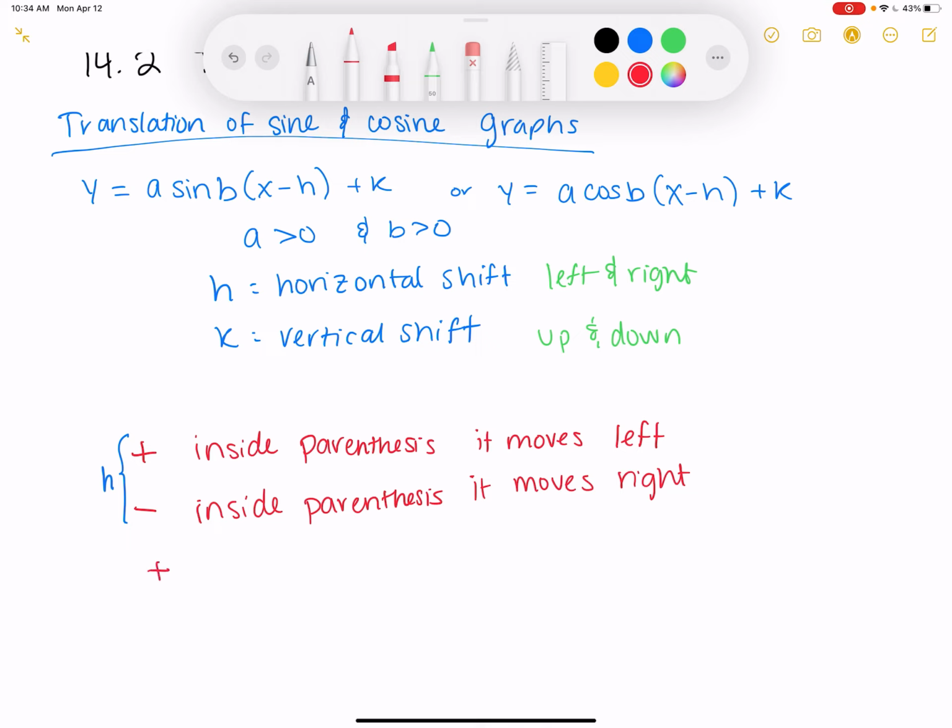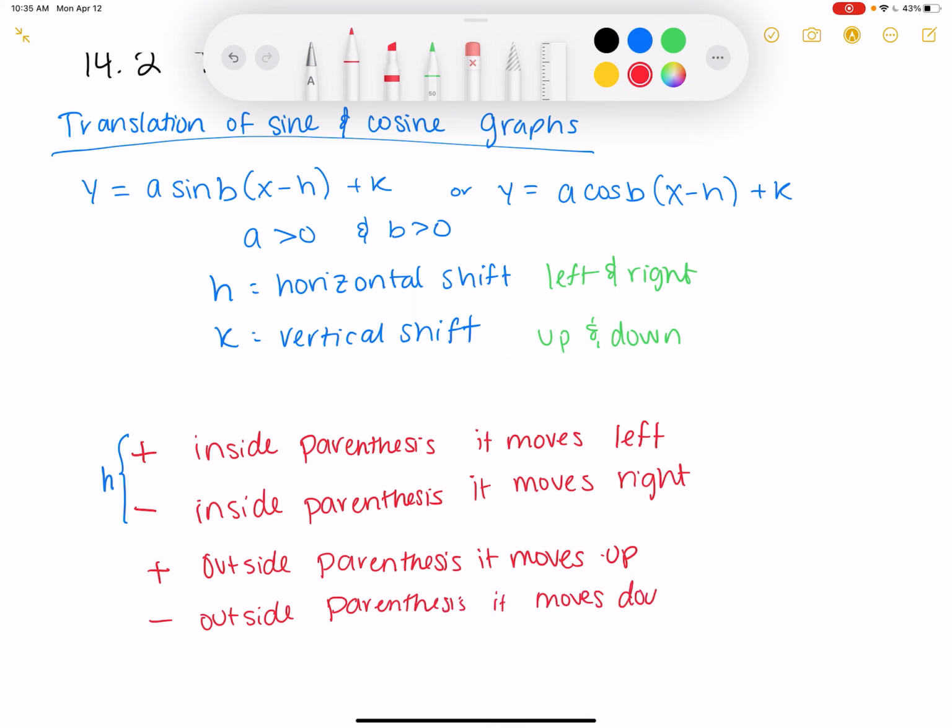Okay, if it's positive outside the parentheses, it moves up. If it's negative outside the parentheses, it moves down. Okay, so this is our K value.